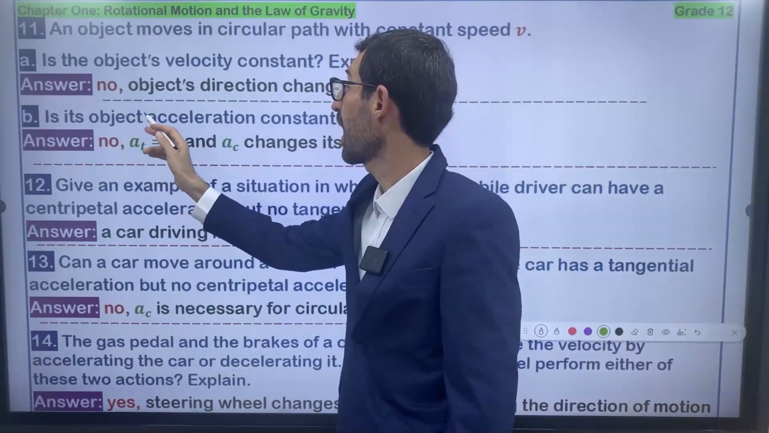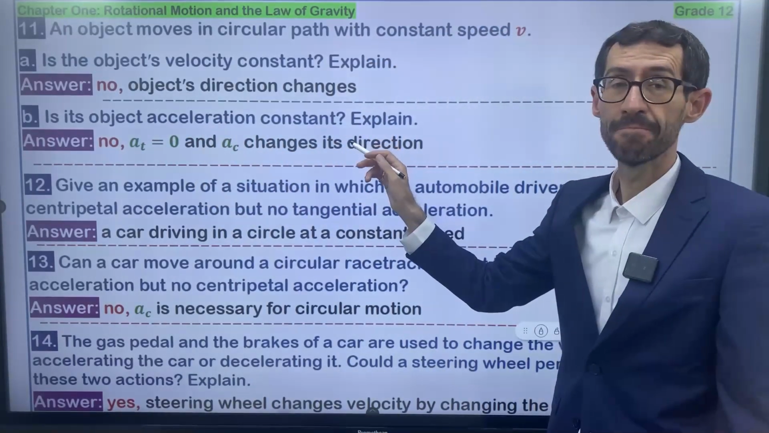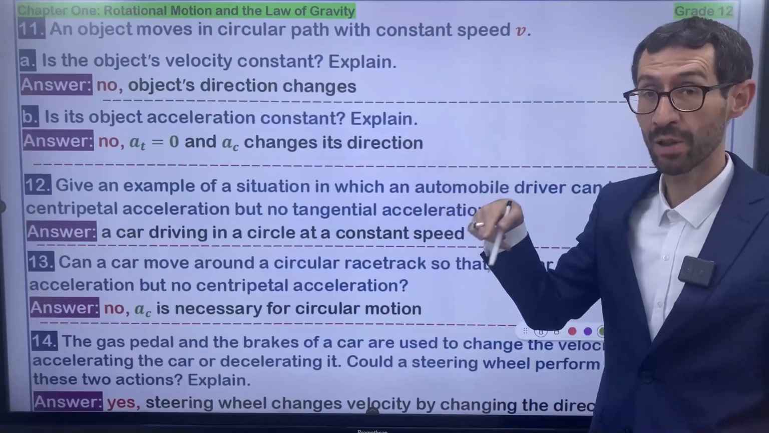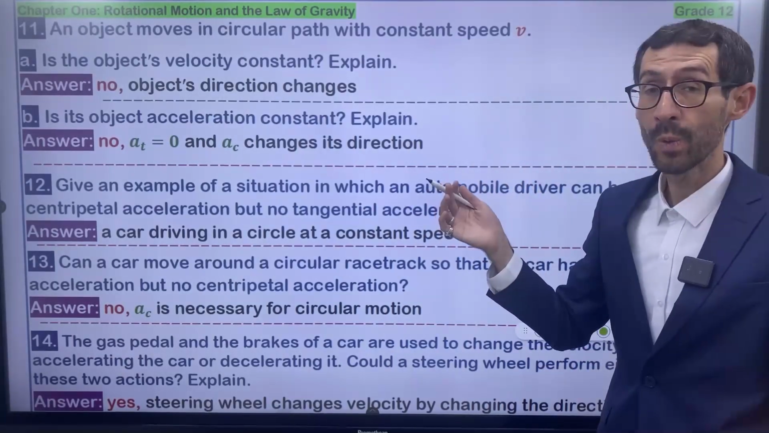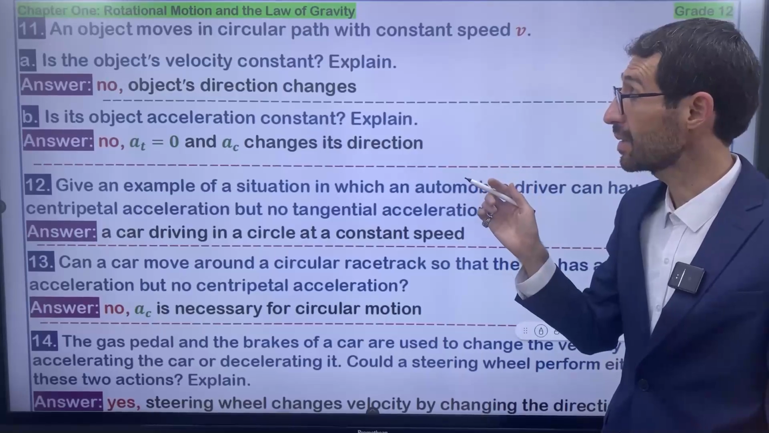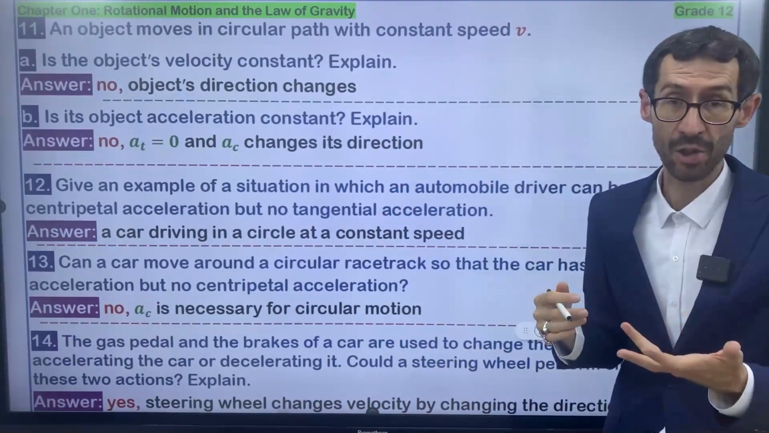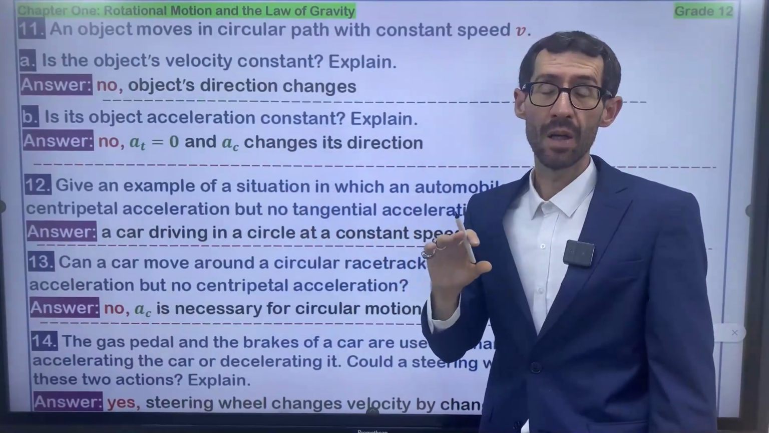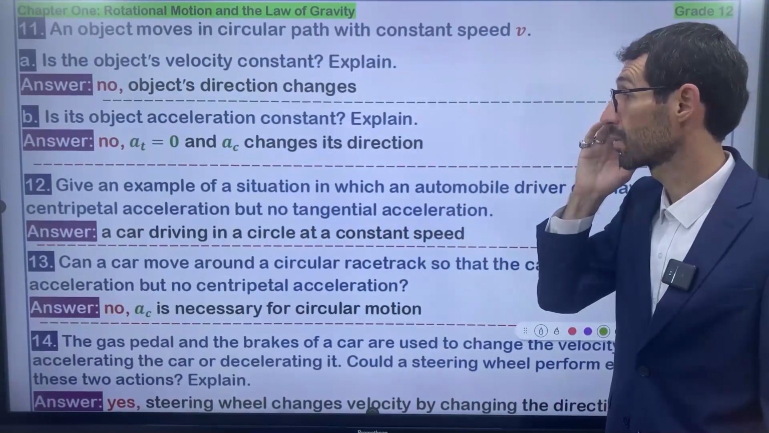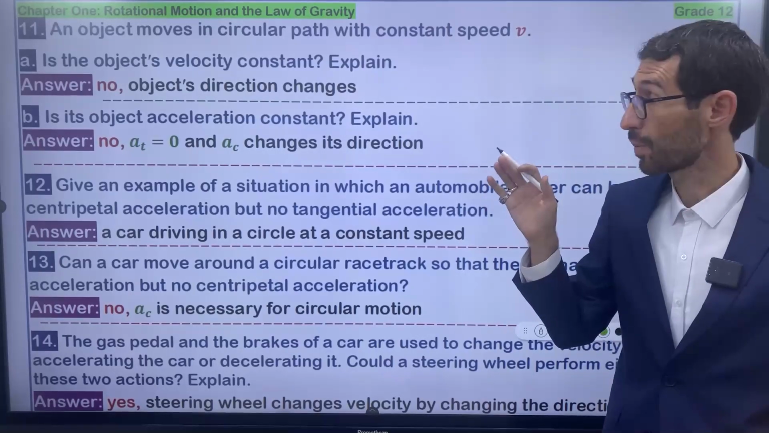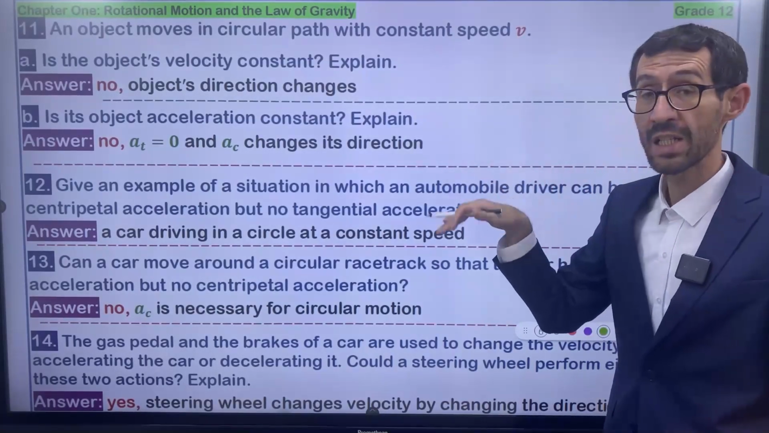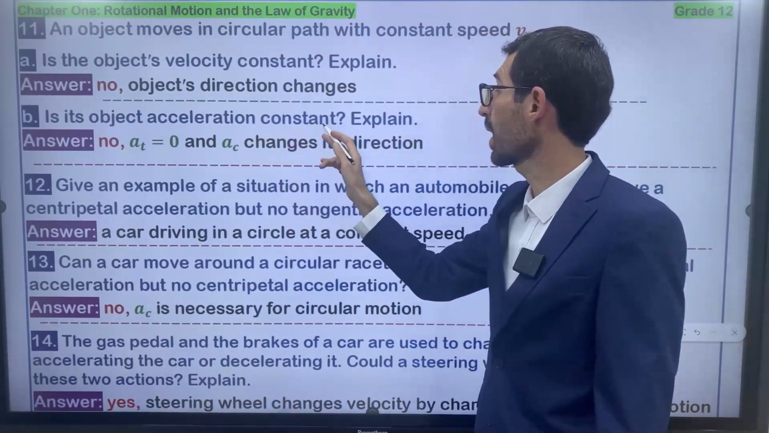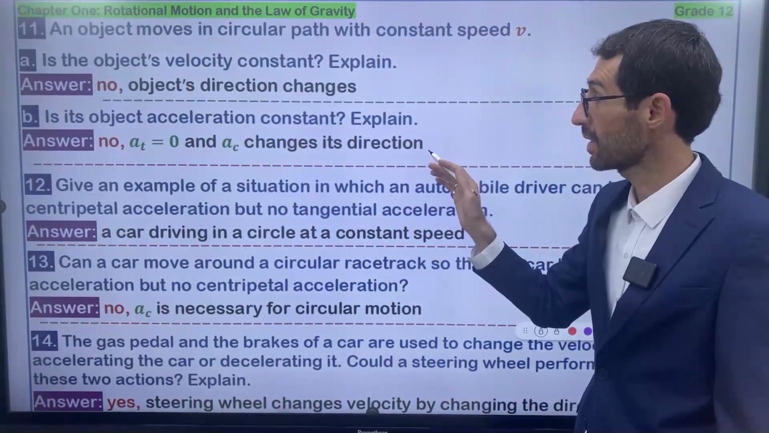B, is the object's acceleration constant? Is acceleration constant for the object moving around the circular track or not? Explain. No, acceleration is not constant. AC, the centripetal acceleration, changes its direction. So is the object's acceleration constant? No, it's not constant. AT becomes zero.